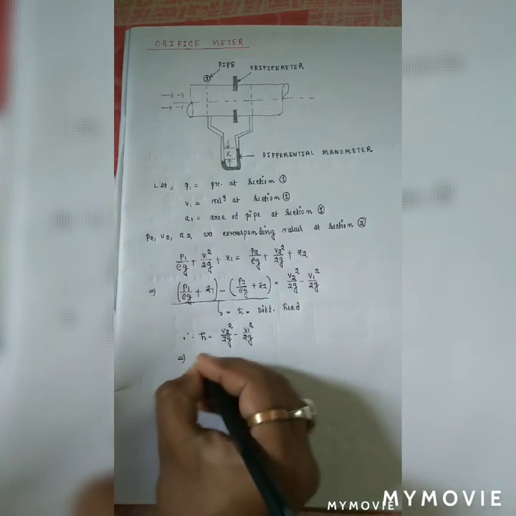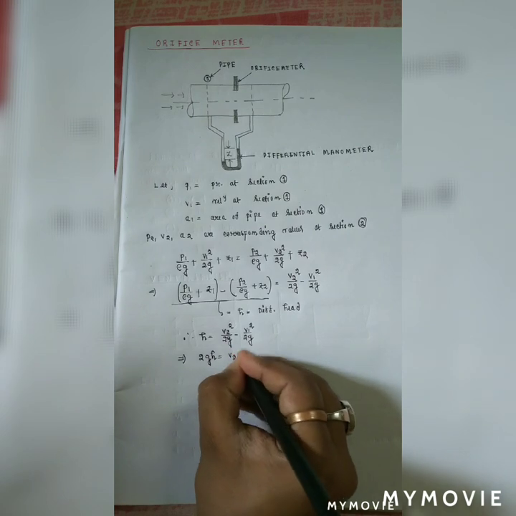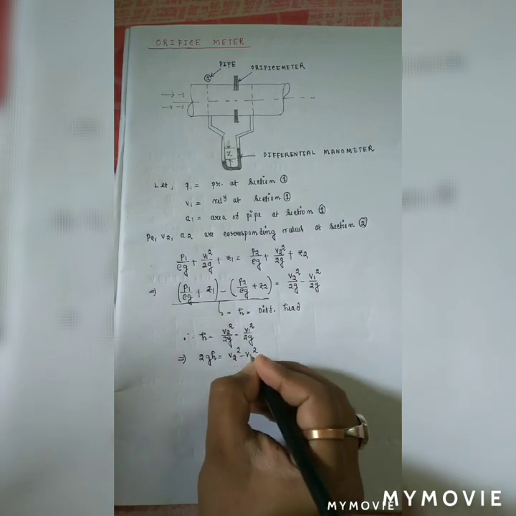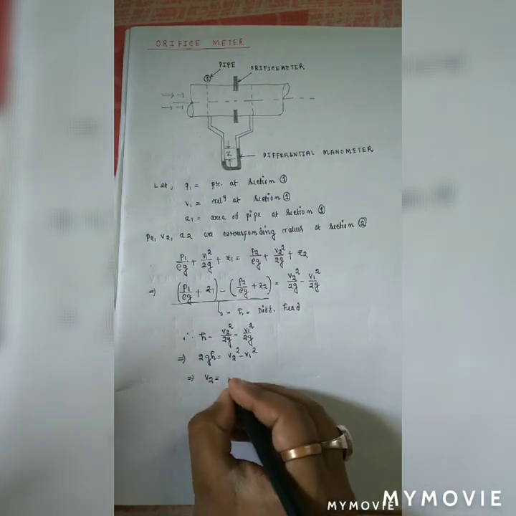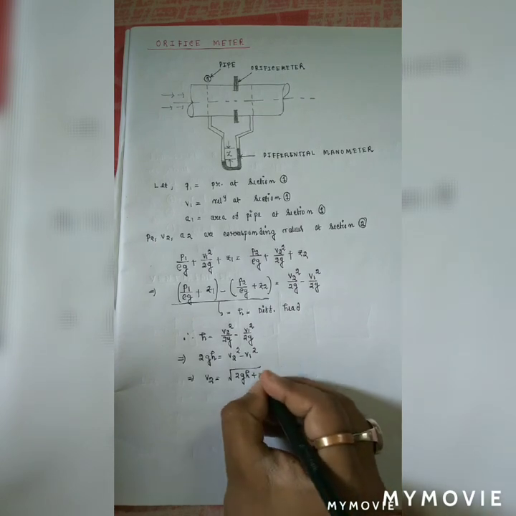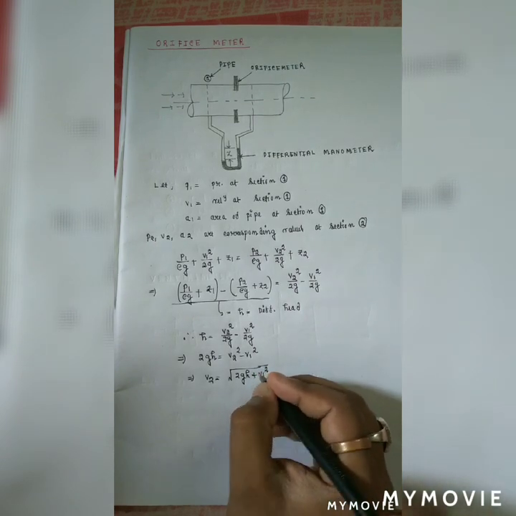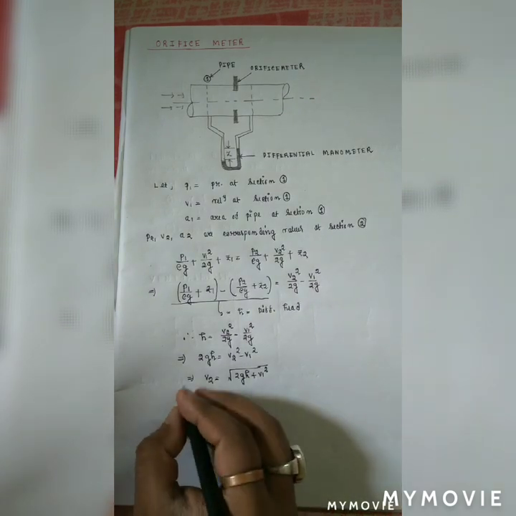After rearranging this, the equation looks like 2gh equal to V2 square minus V1 square. Now we can separate V2 from this equation: V2 equals root of 2gh plus V1 square. It is very easy.